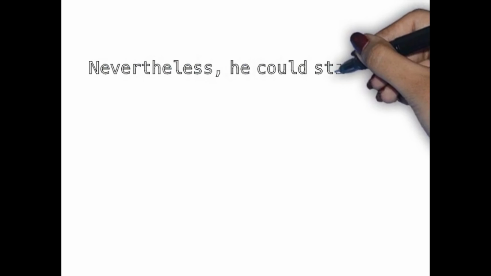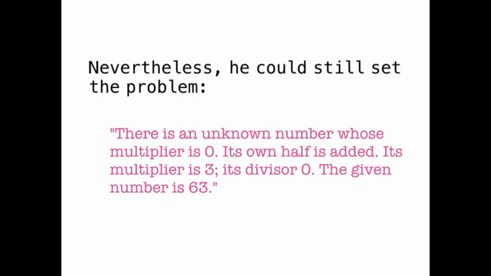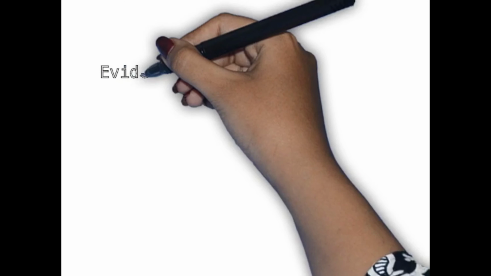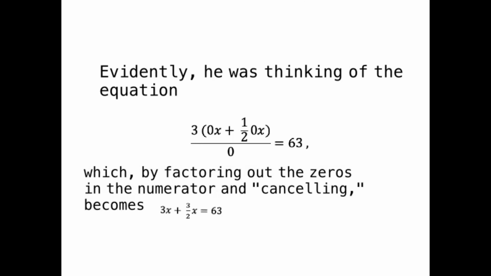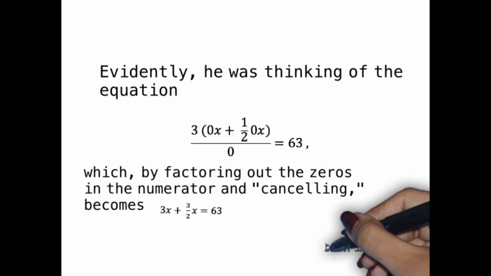Nevertheless, he could still set the problem. There is an unknown number whose multiplier is 0. Its own half is added. Its multiplier is 3. Its divisor 0. The given number is 63. Evidently, he was thinking of the equation, which, by factoring out the zeros in the numerator and cancelling, becomes an equation whose solution is 14.